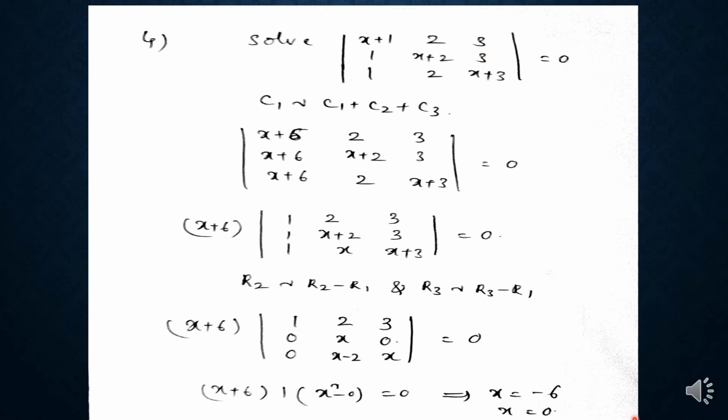If we put x is equal to minus 6, we want to check whether it is correct or not. If x is equal to minus 6, that becomes minus 6 plus 1, that is minus 5, minus 5 2 3. Here 1 minus 4 3.